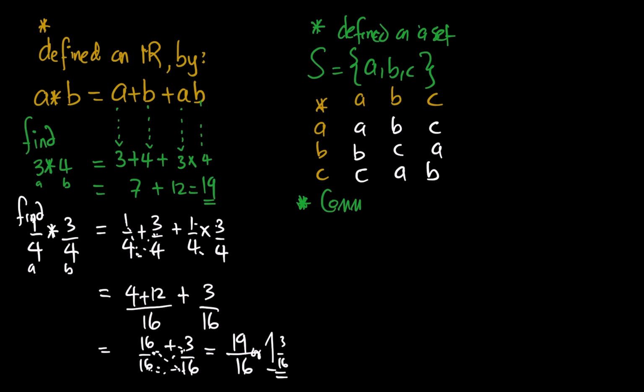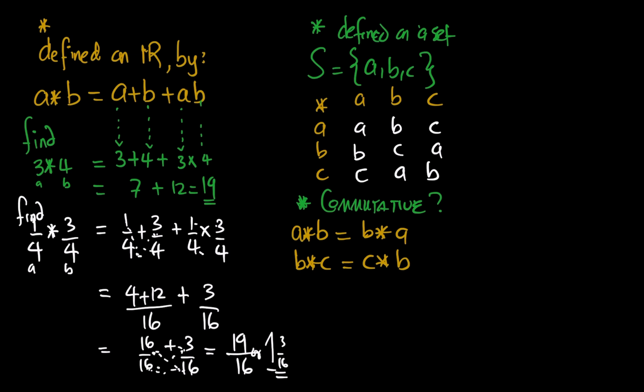Is it commutative? That's the question. We need to find out whether the binary operation star is commutative or not. We remember that for something to be commutative, A star B should be the same as B star A, or if you have B star C, it should be the same as C star B. If this condition holds, it means that the set S is commutative.